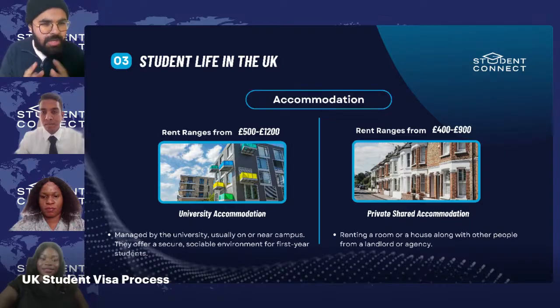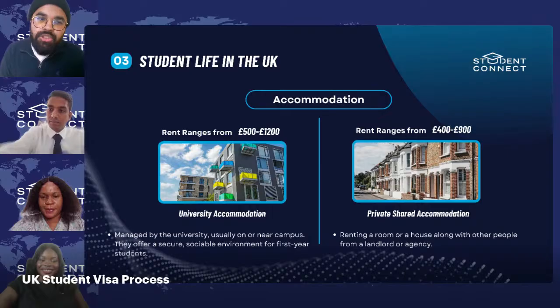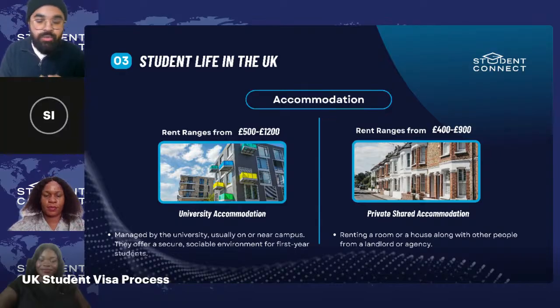Just to give an idea about university accommodation here, it ranges from 500 to 1200 pounds per month. It depends definitely on the universities, because for some universities based in London, their university accommodation is quite high, whereas university accommodation in Liverpool or other cities is quite cheap, as cheap as 500 pounds per month.